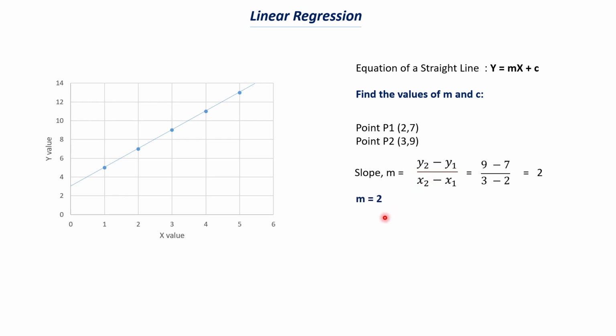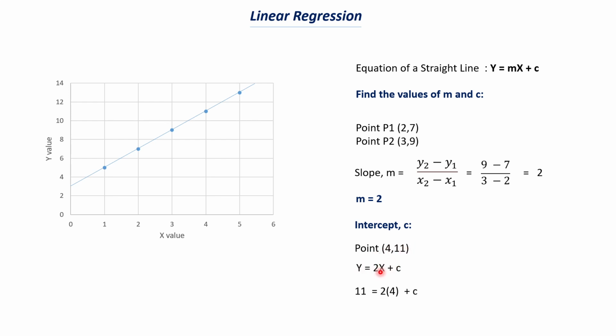So we found the slope of the line to be 2, which is m equal to 2. And now we need to find the intercept of the line. So I'm taking another point, 4 comma 11, this fourth point, where the x-axis value is 4 and the y-axis value is 11. Now we need to substitute in this equation: y is equal to 2x plus c, with m substituted as 2, and x is 4 and y is 11.